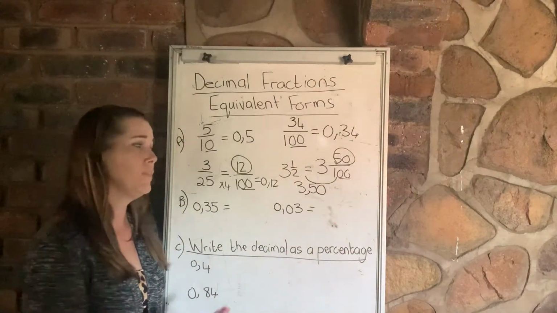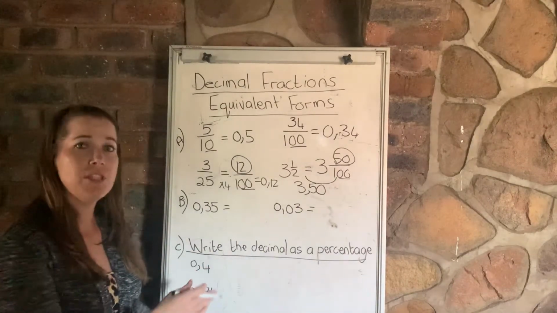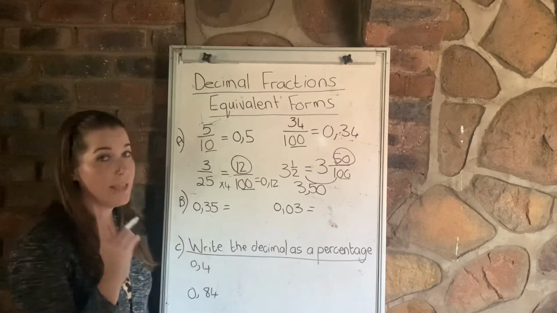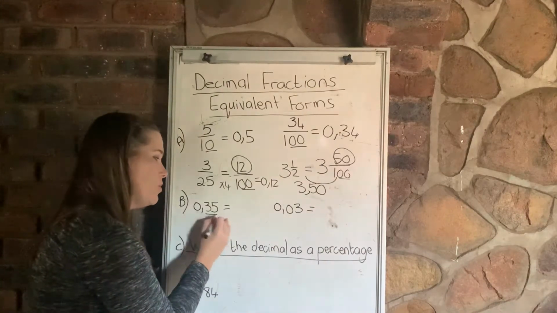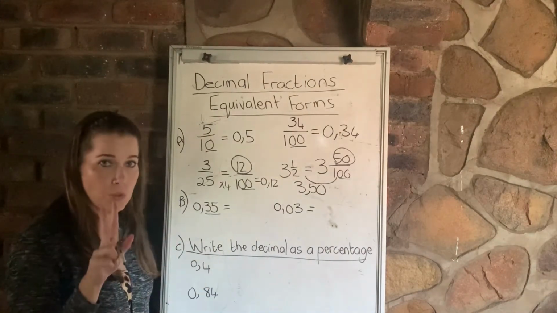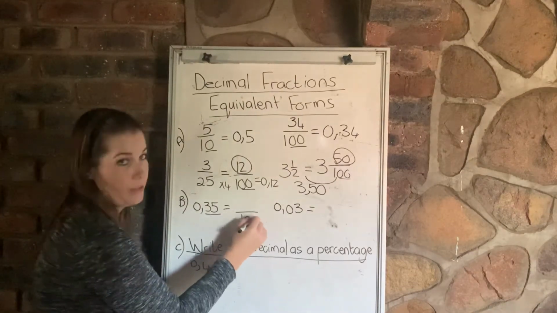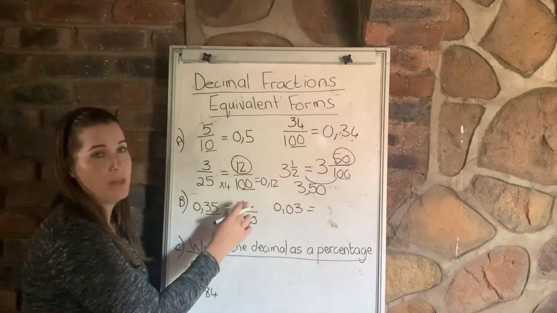Now if you do the opposite, if you take it from a decimal number to a common fraction, you do the same thing. How many digits do I have after the comma? 2. So my denominator must have 2 zeros. And then I just put that number at the top.